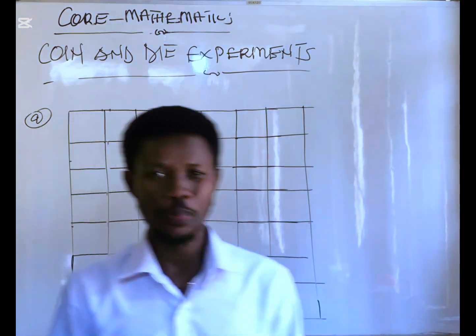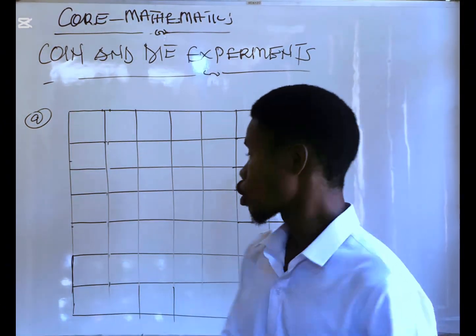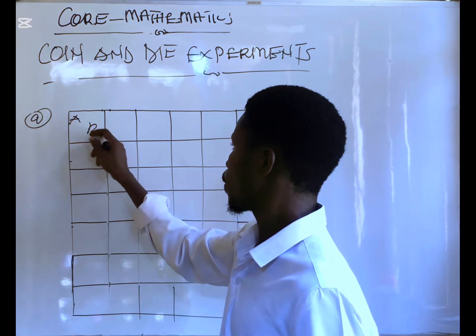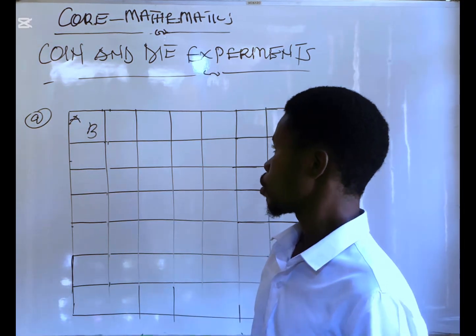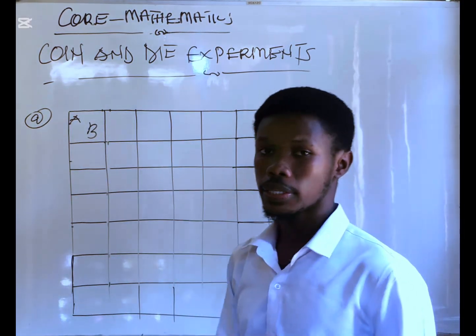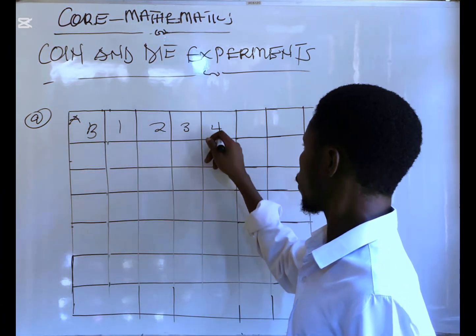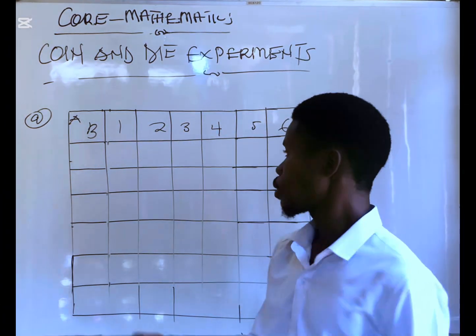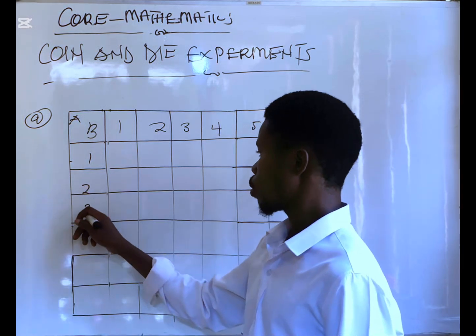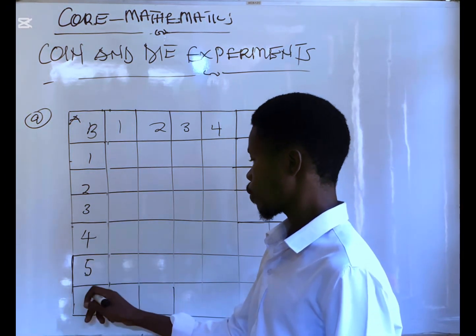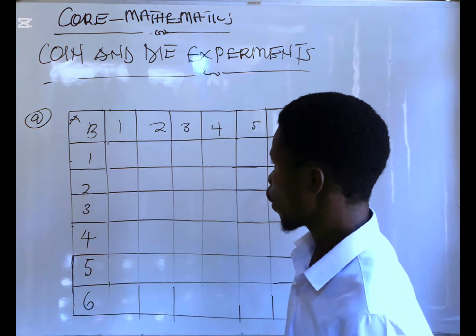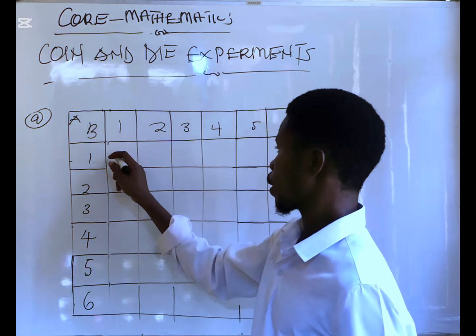Okay, so now I have the table on the board. That's the area to construct the table. So the dice are A, then B. Is that okay? Or you can name it as A here, B here, it doesn't matter. Here, the first die has 1, 2, 3, 4, 5, 6. The second die also has 1, 2, 3, 4, 5, 6. So now when you toss, you can get 1, 1. Is that okay? So that is 1, 1.